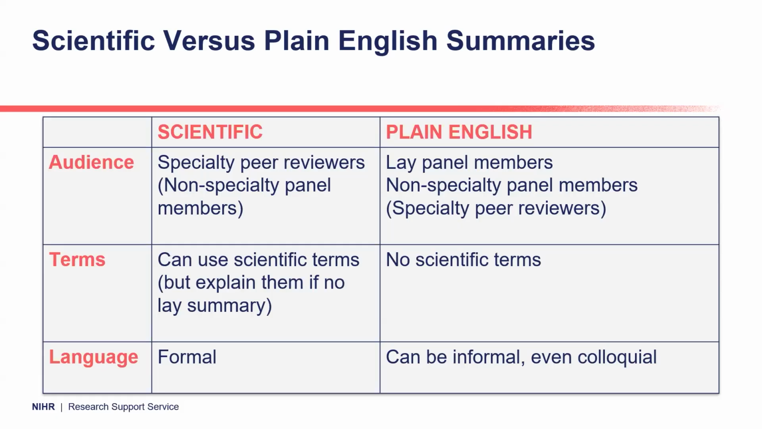The terms you can use in the scientific summary can be a bit more scientific, but obviously they do need to be explained if you don't have a lay summary. And the plain English summary should have no scientific terms. And if you are forced to use a scientific term, it really must be very, very clearly explained. In the scientific summary, the language tends to be more formal. In the plain English summary, it can be informal, even colloquial, because the main purpose of it is to get the meaning across in simple terms.